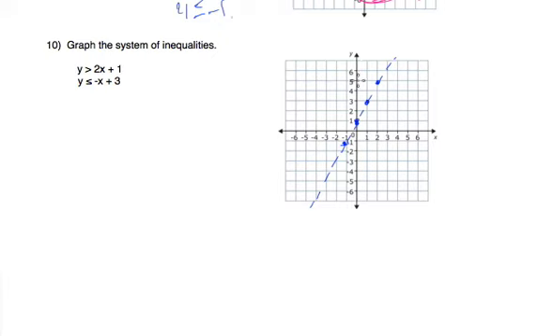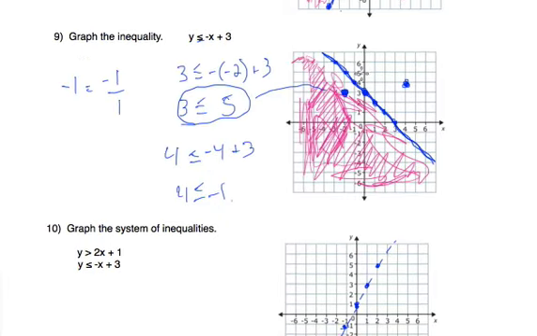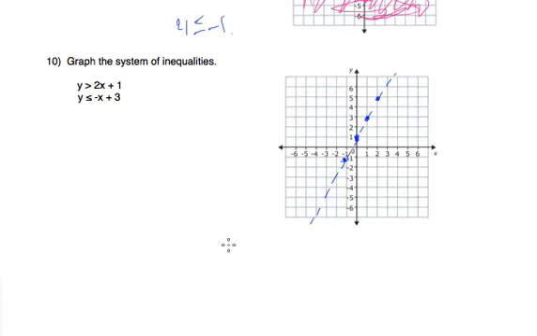I'm going to leave this b for now, and I'm going to graph this line: y is less than or equal to negative x plus 3. So negative x plus 3. The y-intercept is 3. Our slope is negative, so it goes down this way. Our x-intercept is actually going to be 3 also. So let me just graph a solid line here.